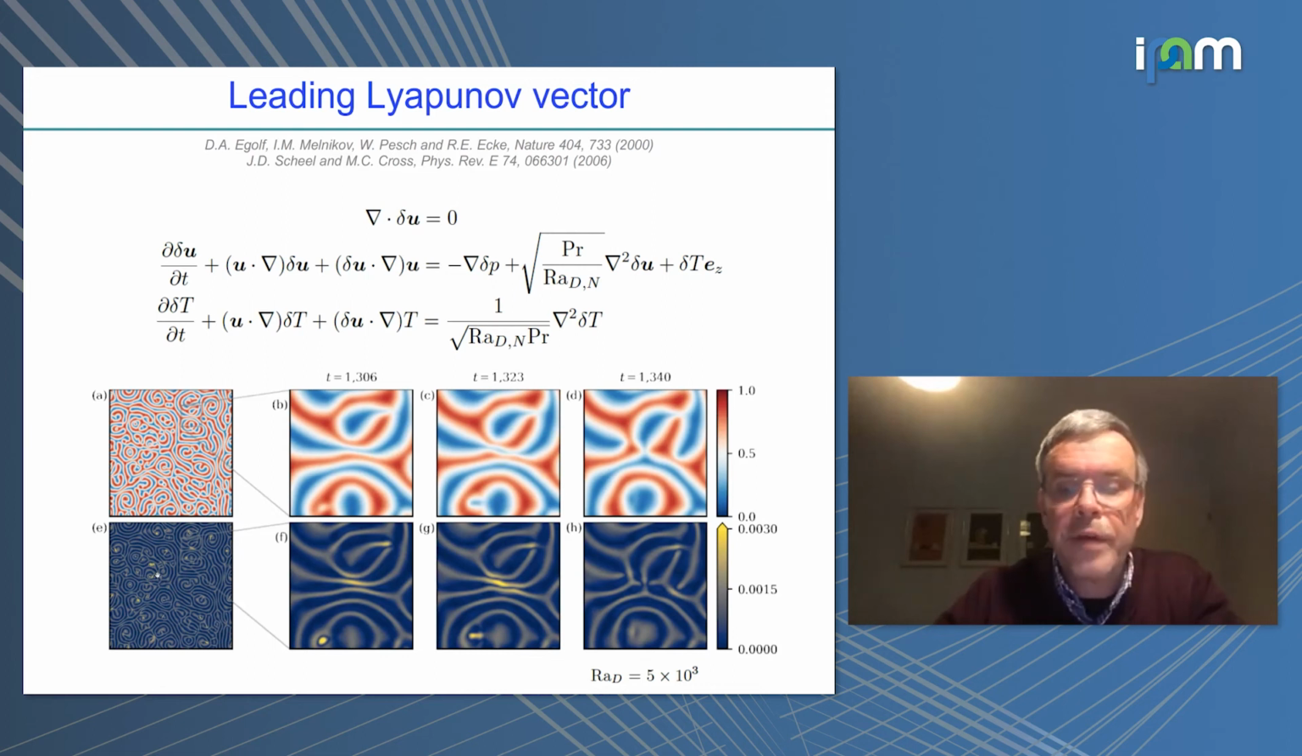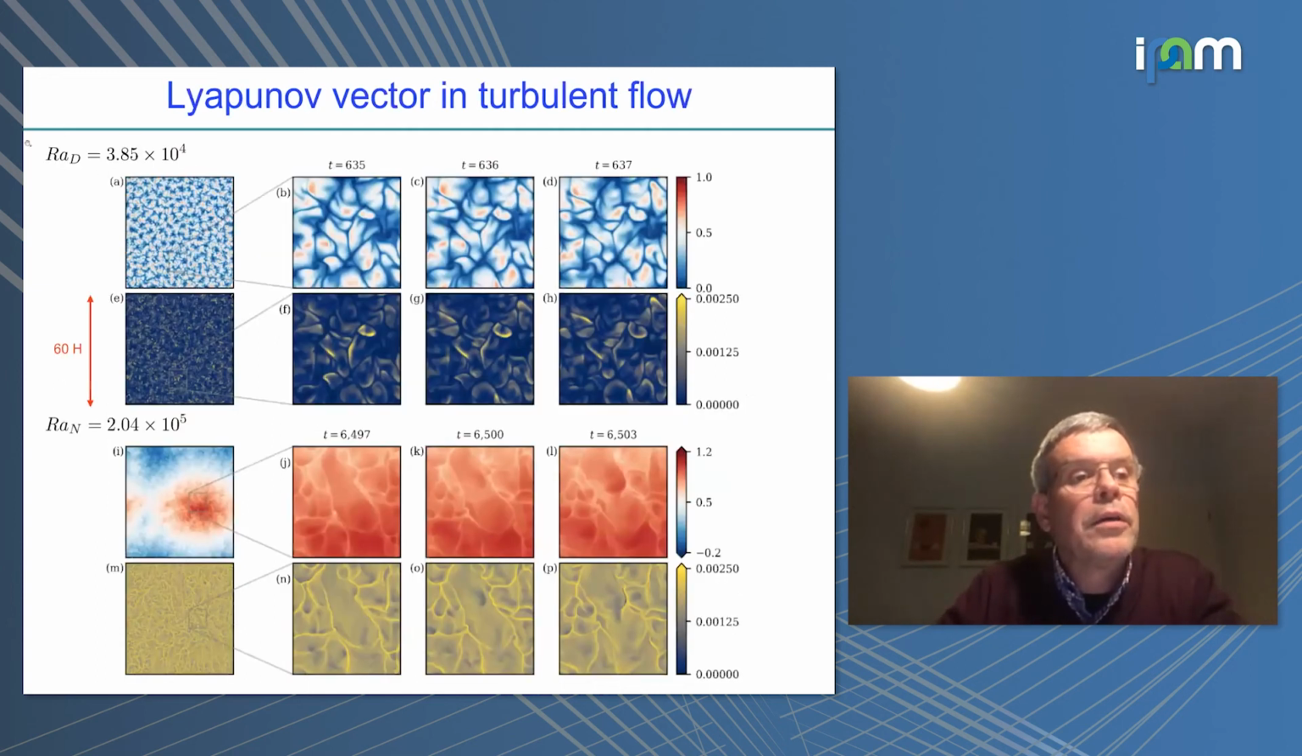So the Lyapunov vector consists again of 4 components, and we are focusing here on the temperature component of this Lyapunov vector. So that's how it looks for our turbulent case. And we are taking one Dirichlet case and the corresponding Neumann case here.